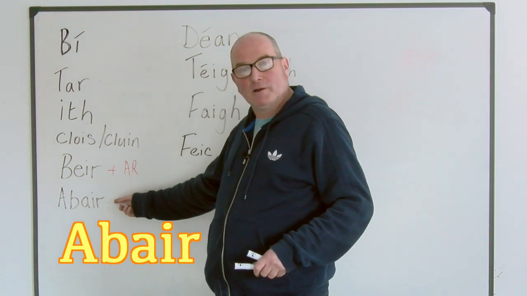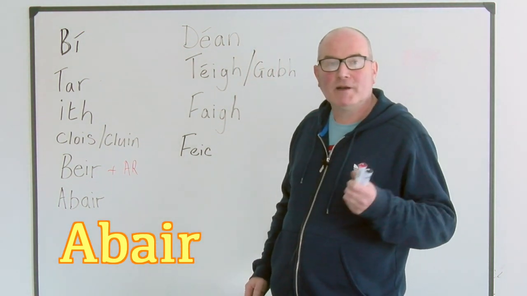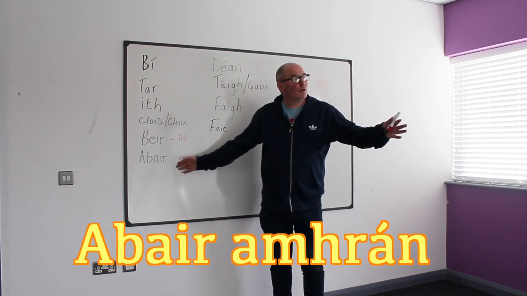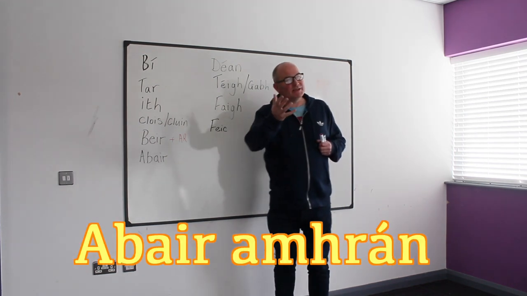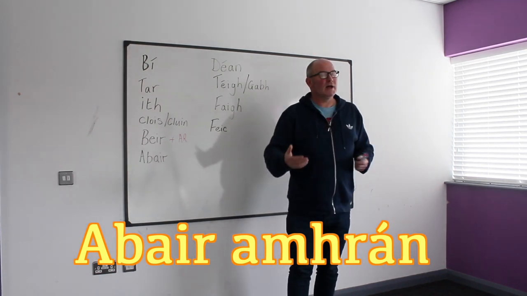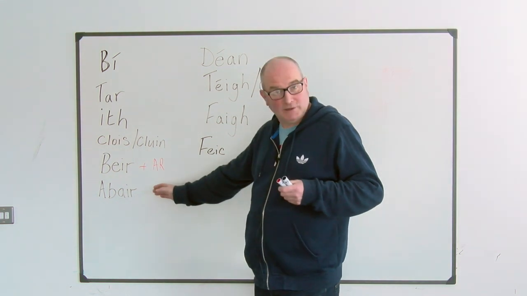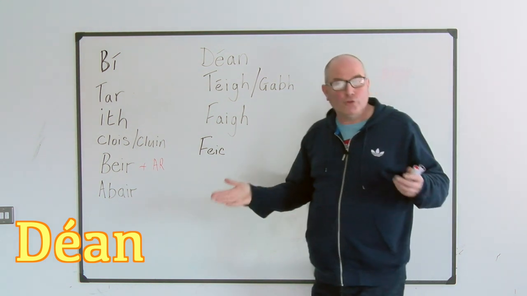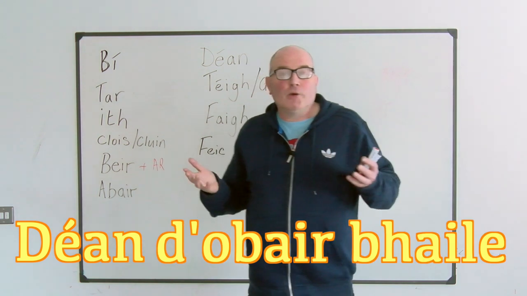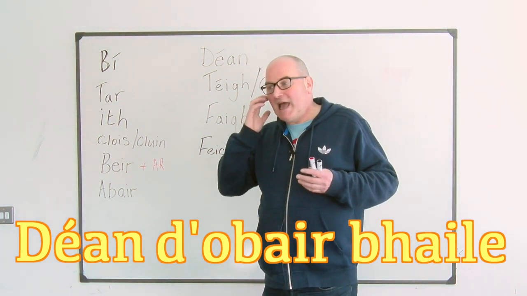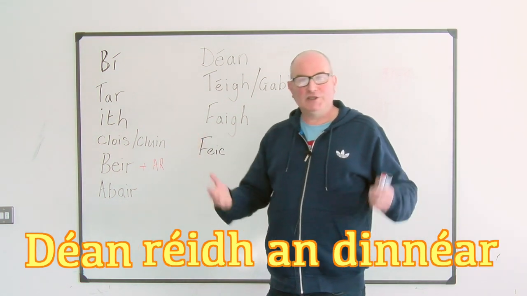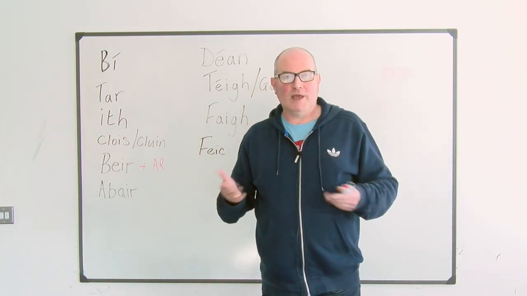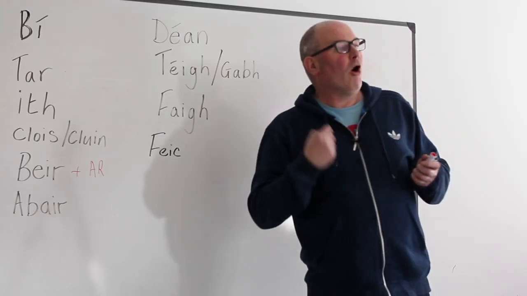This one here, abair, to say. Abair sin arís, say that again. Okay, or abair amhrán, sing a song. It's when you ask somebody to sing in Irish, you ask them to say it. So abair amhrán, sing a song. So that's great. We're flying through this. This one here, déan, to do or to make. Déan do obair bhaile, do your homework. Déan na soithí, do the dishes. Déan an dinnéar, make the dinner. So you can see that you can use déan in a lot of ways. So it's a great start for getting into the verbs of the Irish.